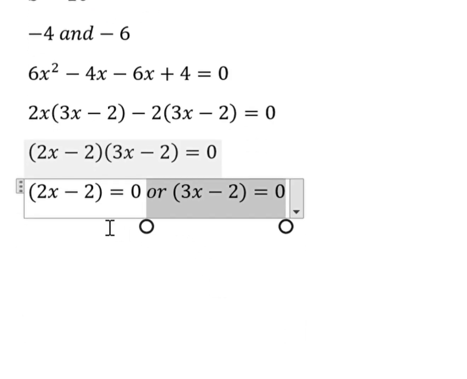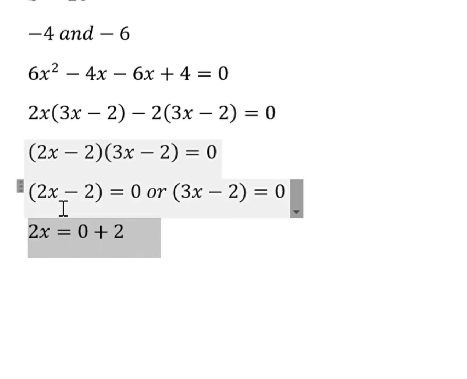Now we start with this first case where 2x minus 2, that is this factor here, is equal to 0. Take negative 2 across the equal sign, so we shall have 2x being equal to 0 plus 2, because negative 2, when it crosses the equal sign, changes to plus 2. But if this is the case, then we shall take negative 2 across so that we have 3x being equal to 0 plus 2.